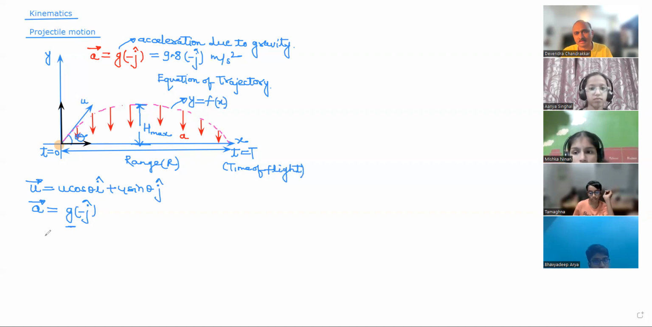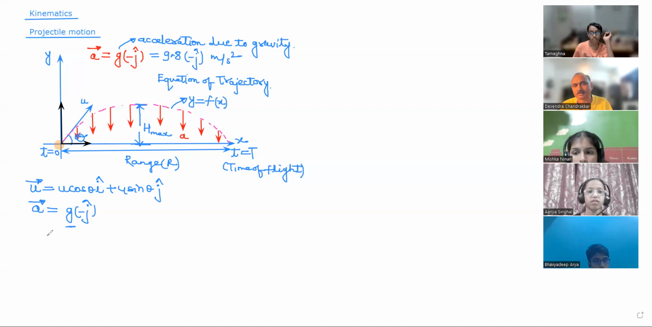Can I use equations of motion? Yes, Tamaghna, say it. Sir, you said that the acceleration will be constant, but suppose you have thrown an object. When you throw the object it has a certain velocity, so that velocity cannot remain the same throughout its entire path, right? Velocity can vary, not acceleration.